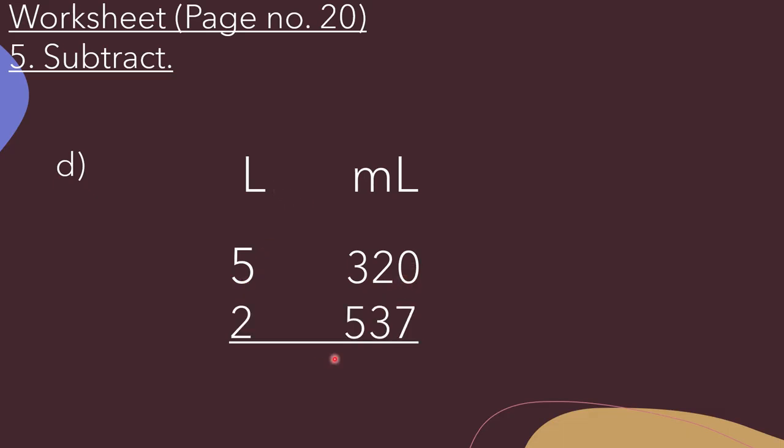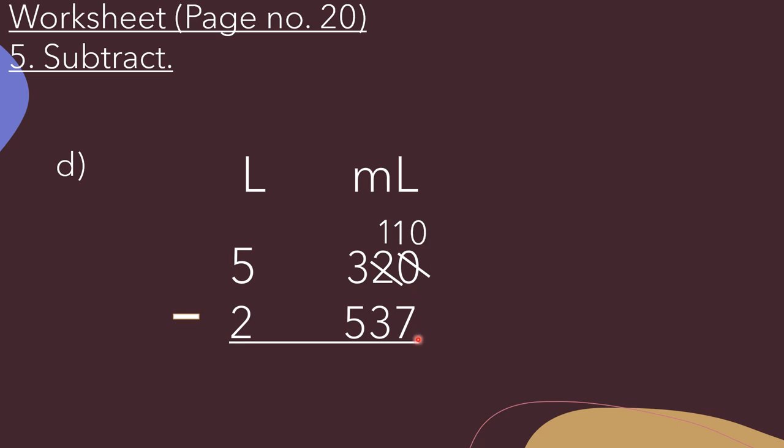Okay. Now in D part it is given liters and milliliters. Now we have to subtract the numbers and that are 5 liters 320 milliliters and 2 liters 537 milliliters. Now we will put here minus sign. So let's start from our right hand side. 0 minus 7 and that is not possible. So here we will take borrow and this 0 will become 0 plus 10, 10 and this 2 will become 2 minus 1, 1.